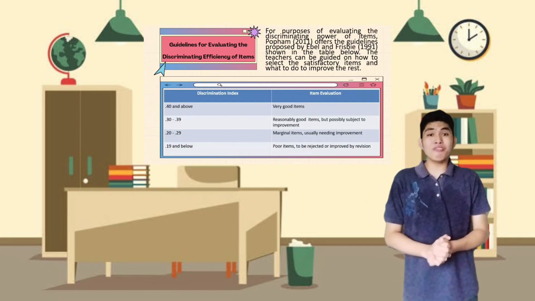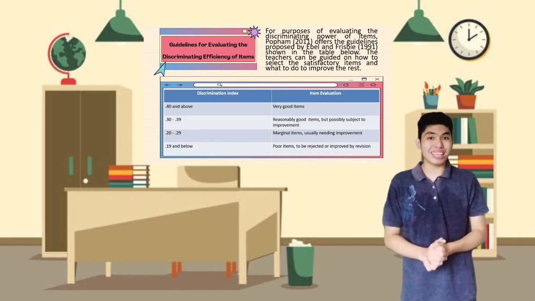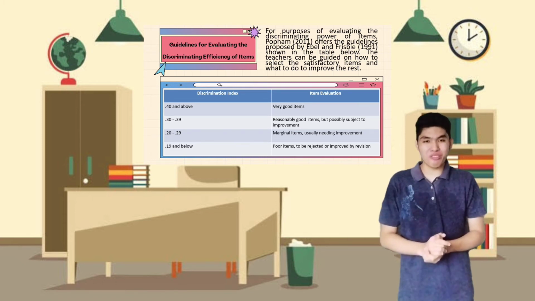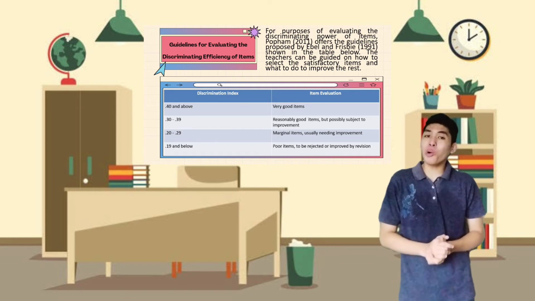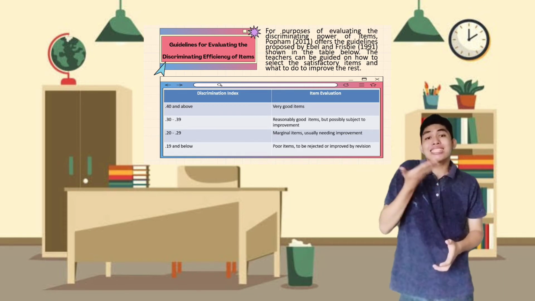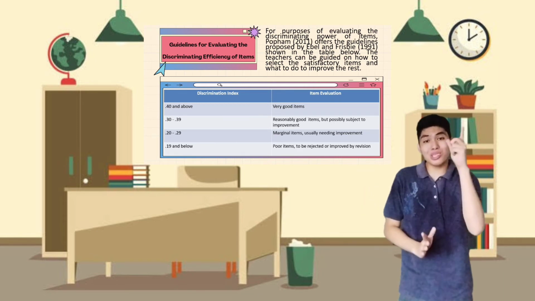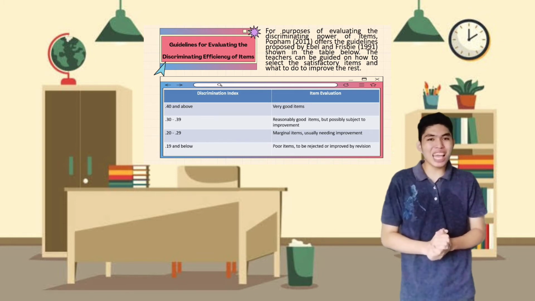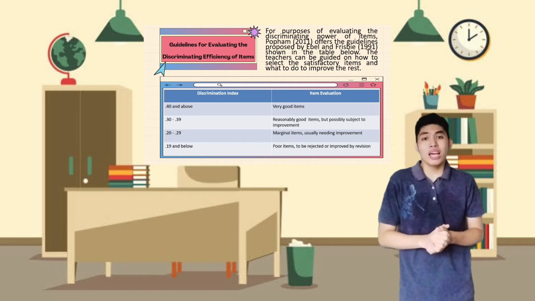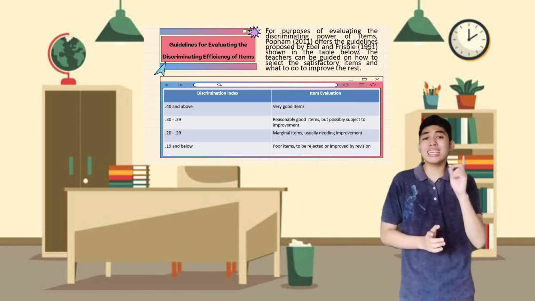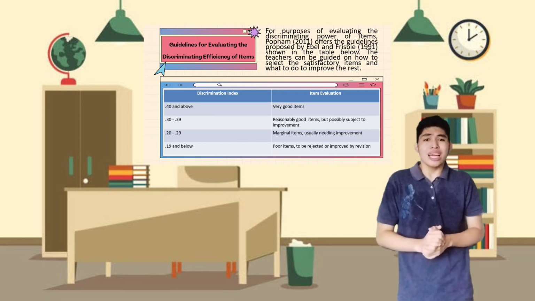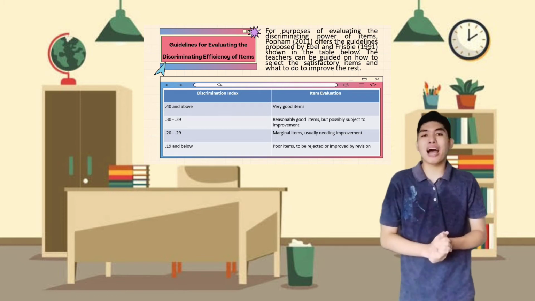For purposes of evaluating the discriminating power of items, Buendicho 2011 offers the guidelines proposed by Ebel and Frisbie 1991, shown in the table below. The teachers can be guided on how to select the satisfactory items and what to do to improve the rest. Here's a table of the guidelines for evaluating the discriminating efficiency of items. If the discrimination index is 0.19 and below, it means that the item is a poor item, which should be rejected or improved by revision.